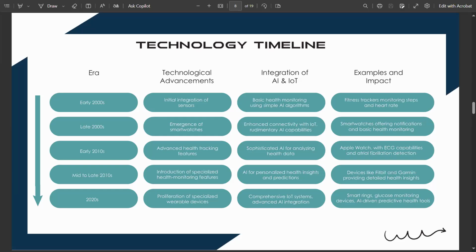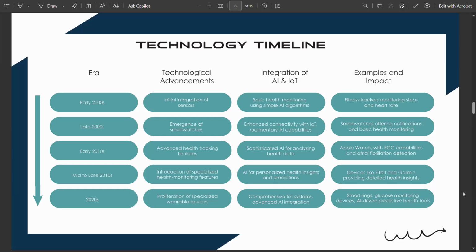Until mid to late 2010s, advanced health monitoring began. Devices such as Apple Watch introduced the capability to perform ECGs and detect atrial fibrillation. AI algorithms improved to offer personalized health insights and predictions based on user data.